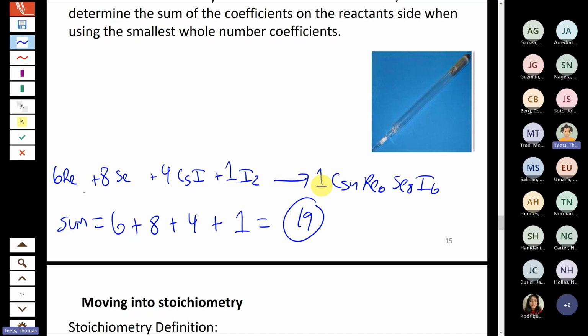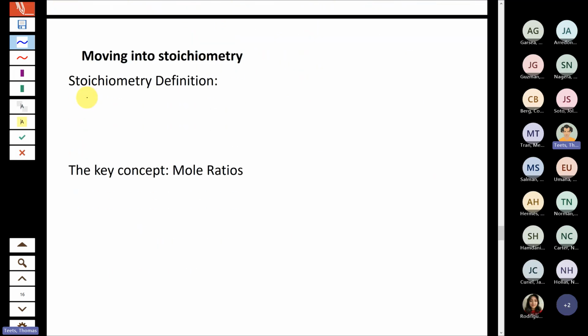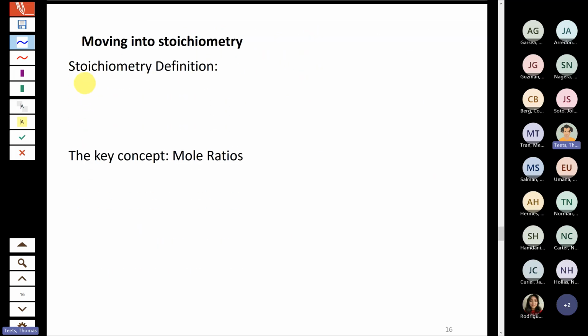All right, so that approach is called stoichiometry, which you probably all know and love already. But stoichiometry can be simply defined as an approach for calculating the amounts of reactants and or products that are involved in a chemical equation.